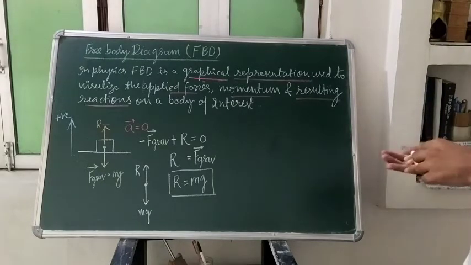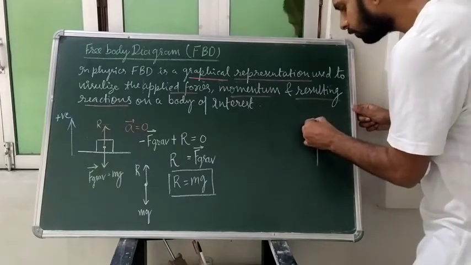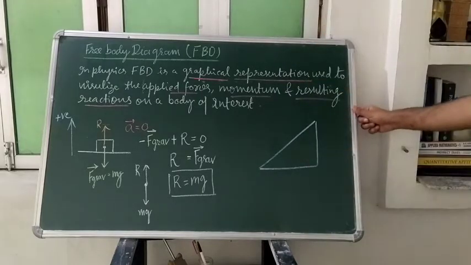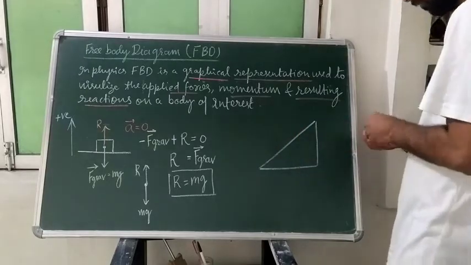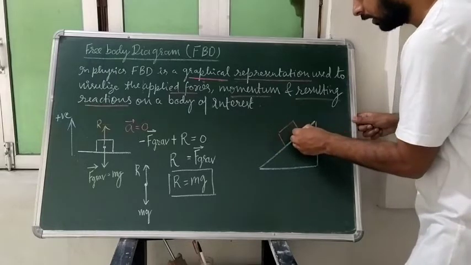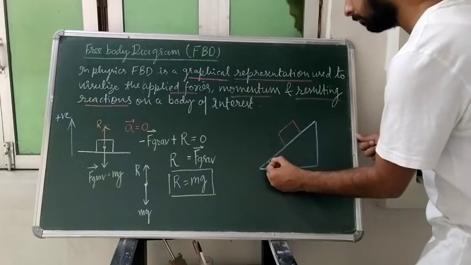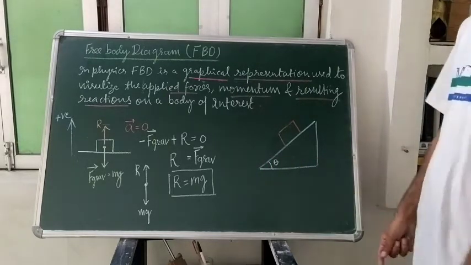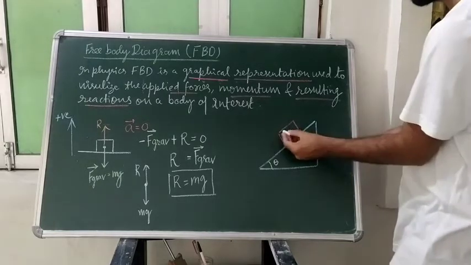Okay. Now students, one very common example you will look at is an inclined plane. Suppose I have a block here. This block is on an incline with angle theta with the horizontal. Now suppose the mass of this block is m.